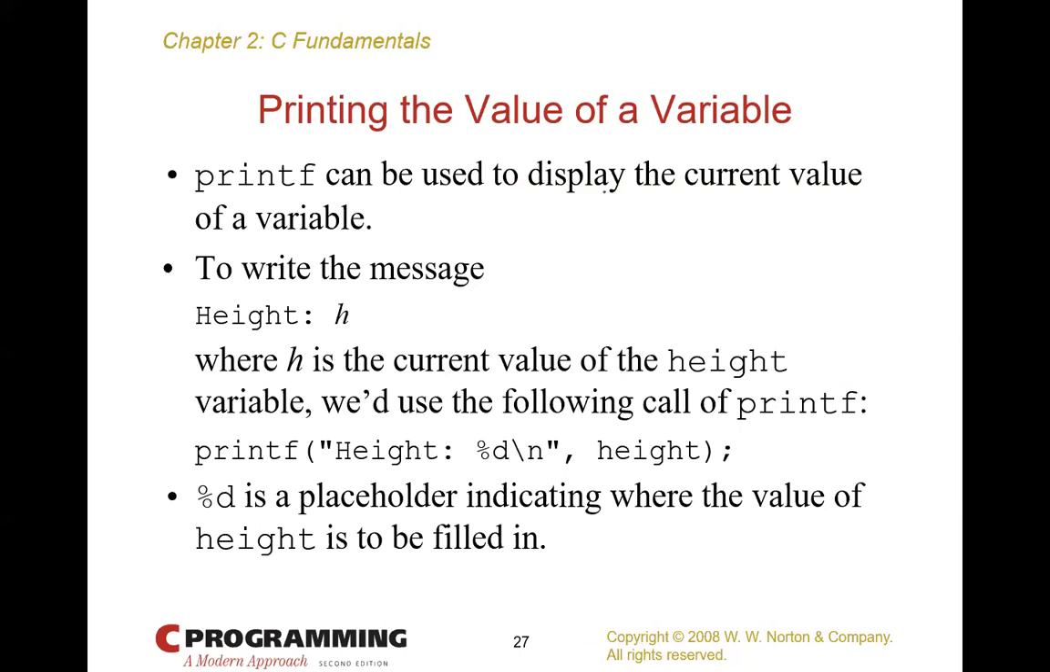Printf can be used to display the current value of a variable. So if you have a variable and you want to know what value is in it, you can also display it with printf. By the way, we said printf is for displaying on the screen, so it can help us to display. So to write a message height is h, where h is the current value of the height variable, we use the following call of printf. We can say height, this is a string, remember, and the string ends here, comma, height.